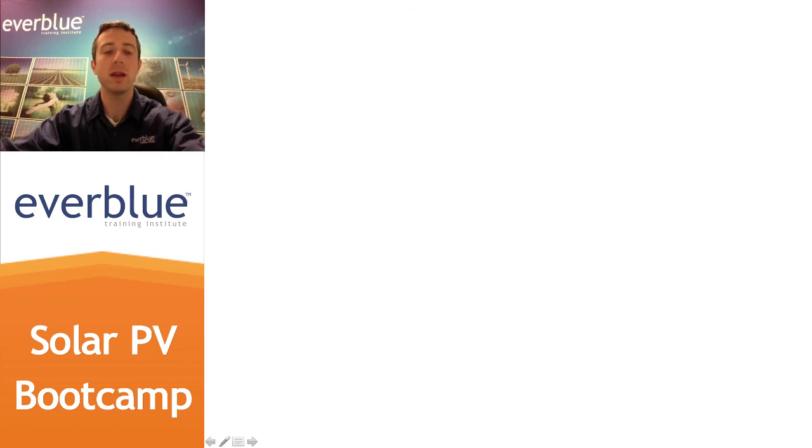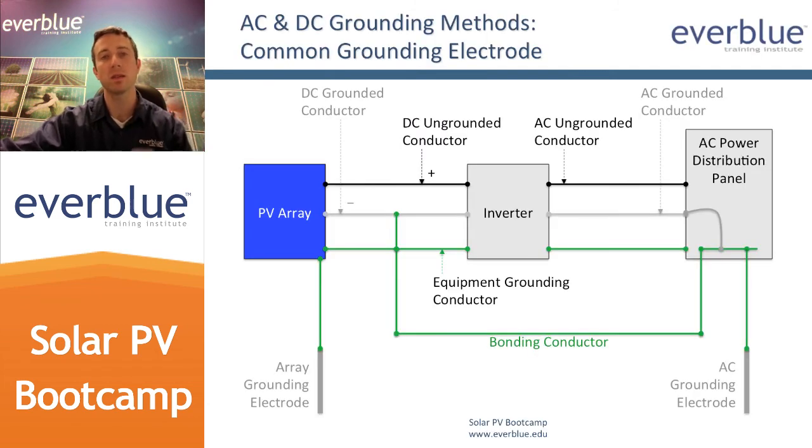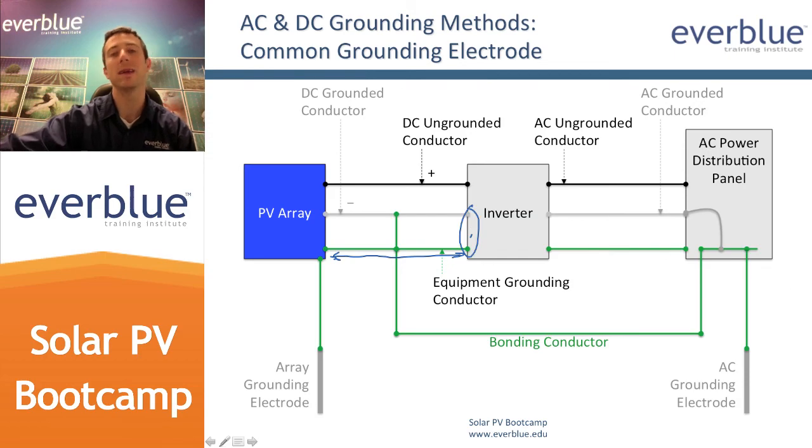It's very easy to misunderstand and confuse this, and lots of people do. But with our system, the reason we have all of these bonding points is to make sure that if we have current running through this green line, that's a bad thing. That will inevitably trip our ground fault protection, which again would probably be located inside of our inverter.